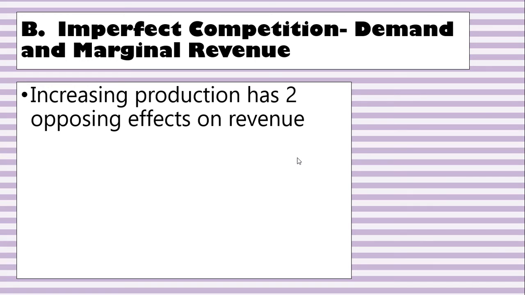One we call the price effect, one is called the quantity effect. Increasing production means we're going to produce more and try to sell more. Remember, they have to lower their price in order to do that. To sell that next unit, they have to go to a lower price because according to the demand schedule, only this many are going to be demanded at this price. So if they want to change that, they have to lower the price.